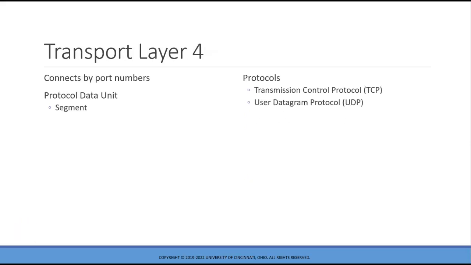The transport layer provides application-to-application communication by using port numbers. An example of port numbers are contact to web server on port 80 or 443. Email clients talk with an email server on port 24. The PDU is called segment.